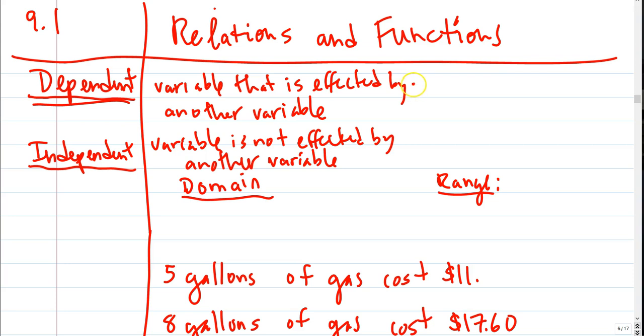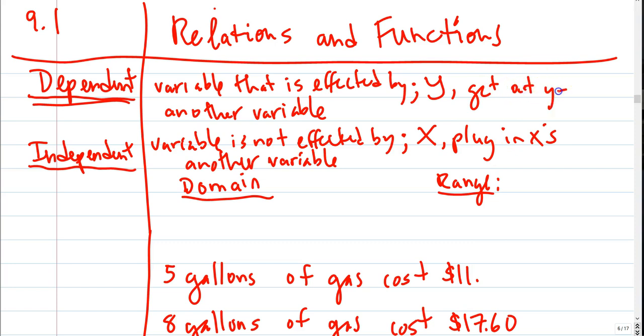What else do we have? Well, dependent and independent variables: we label the independent as our x variable, and the dependent we label as the y variable. Why is that true? Because normally we plug in x's, and we get out the y values by plugging in the x values. Okay.